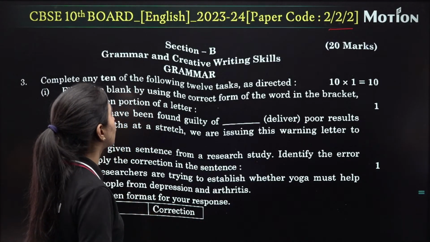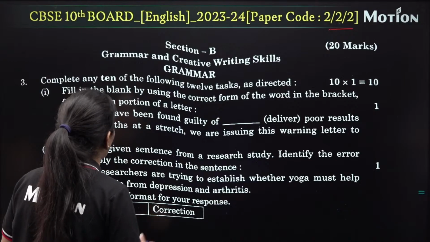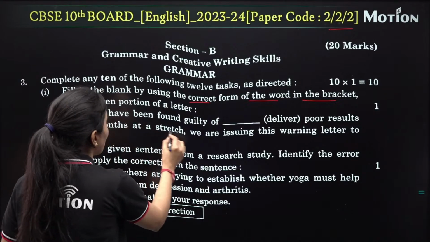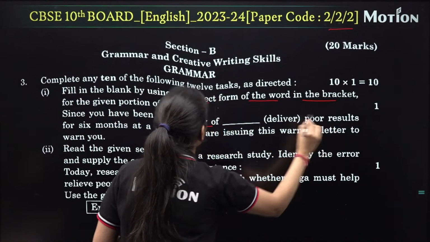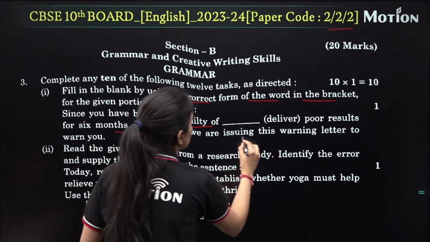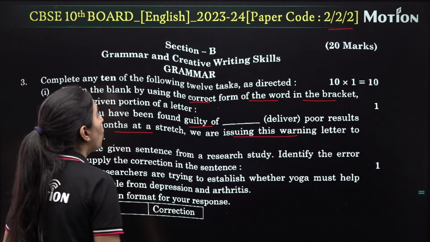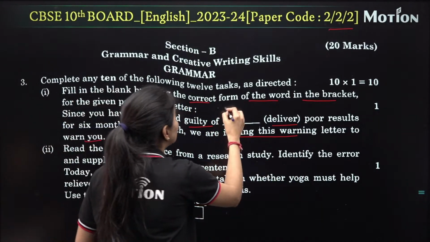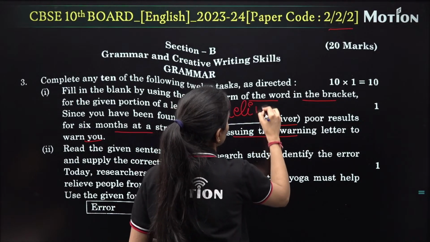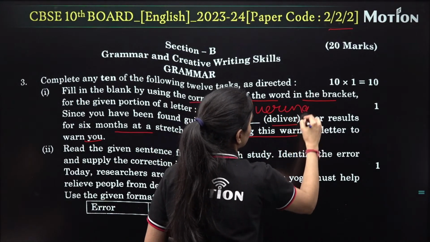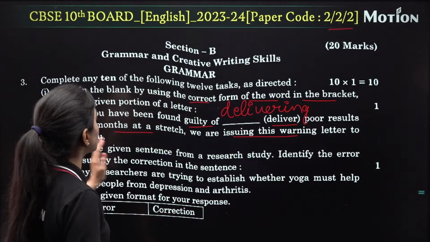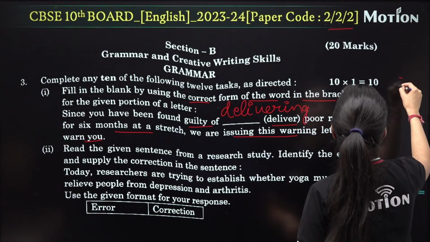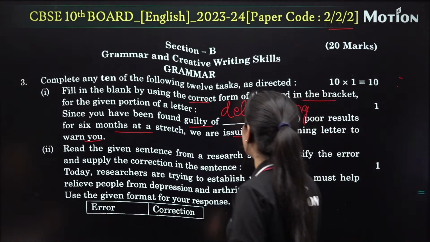Okay, so let's start with the grammar part directly. The question says: fill in the blank by using the correct form of the word in the bracket. Since you have been found guilty of dash poor results for 6 months at a stretch, we are issuing this warning letter to warn you. In the bracket they have given us deliver, so the correct answer here would be delivering. So, since you have been found guilty of delivering poor results for 6 months at a stretch, the correct answer here is delivering.